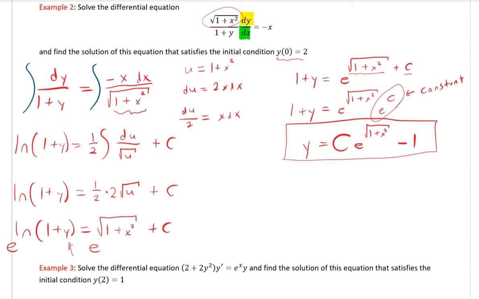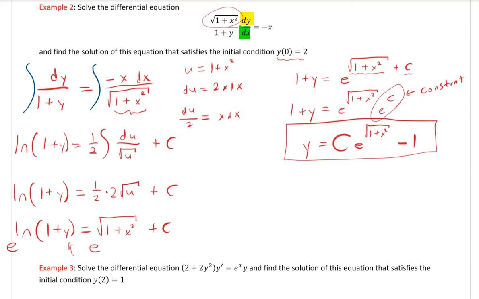This trick of e to the c being a constant is going to be a very common one. A lot of these examples you'll see will involve situations where you take e to both sides, and you'll end up with c as an arbitrary constant. So get used to seeing that stuff.